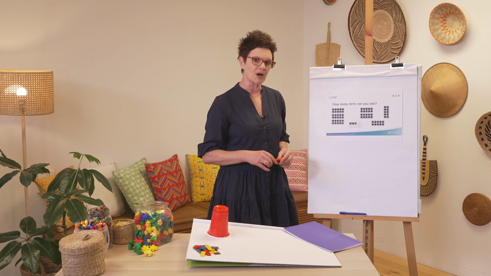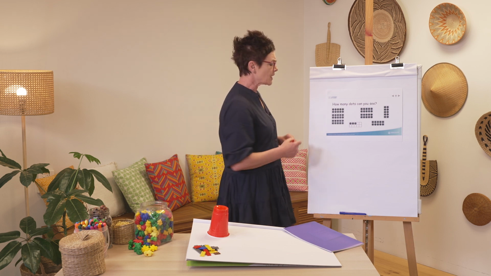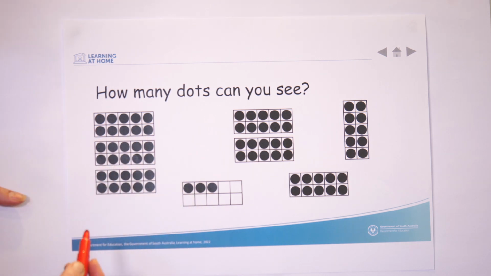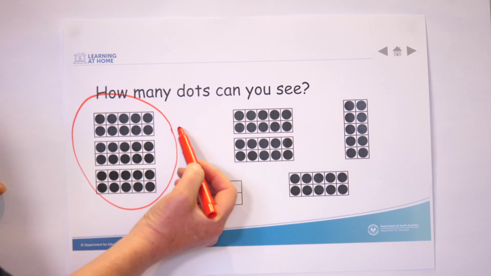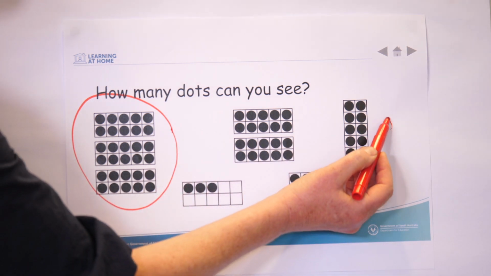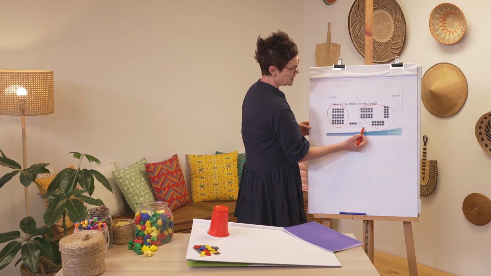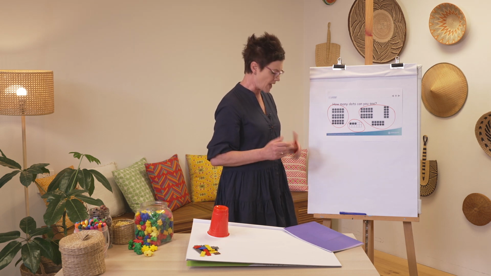Let me share my thinking. It might be like yours, it can be different. So, I can see these are groups of 10 and I can see 3 groups of 10 and 4 groups of 10 and I can see 3 ones. That's the first part I can see.